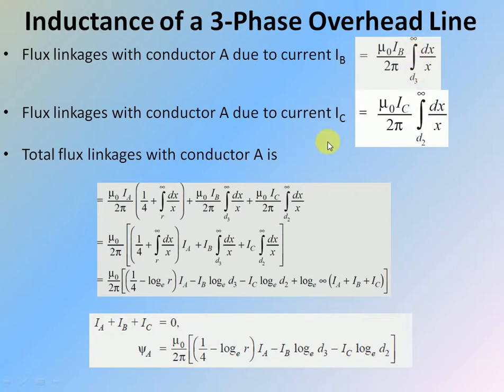Similarly, you can find the flux linkage with conductor A due to current IC or the current which is flowing through the conductor C. This relation is obtained in the same manner just like how we have obtained this relation.